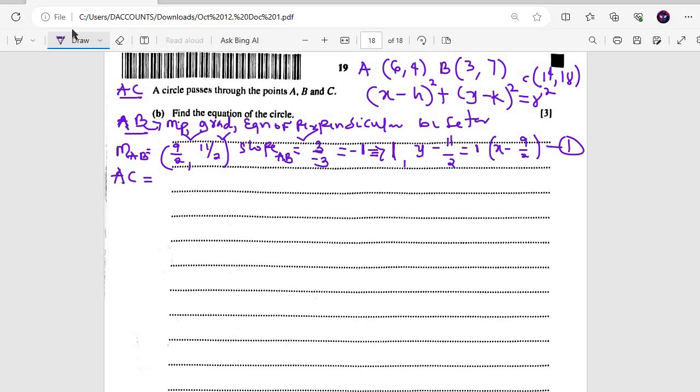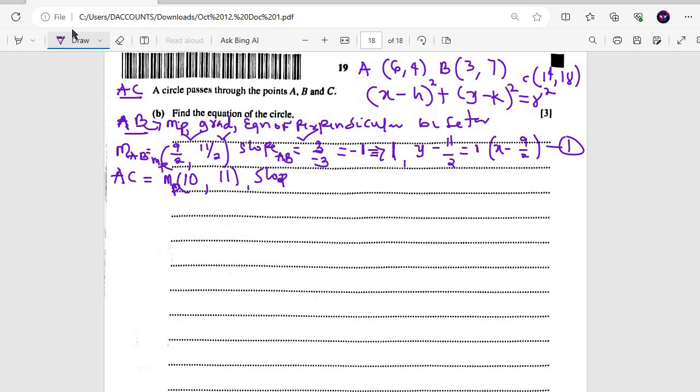Get the midpoint of AC. 14 plus 6 is 20, 20 over 2 is 10. 18 plus 4 is 22, 22 over 2 is 11. This is the midpoint for AC.